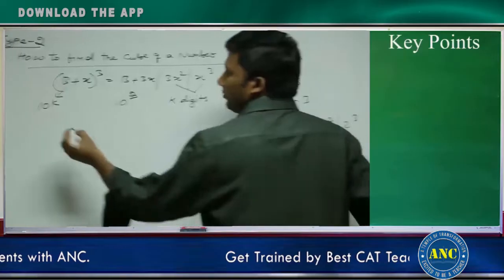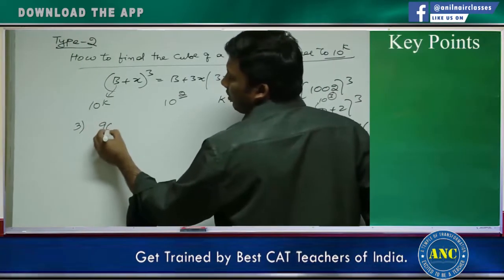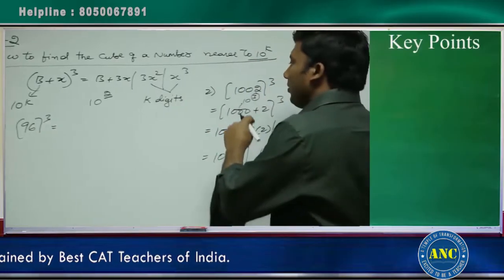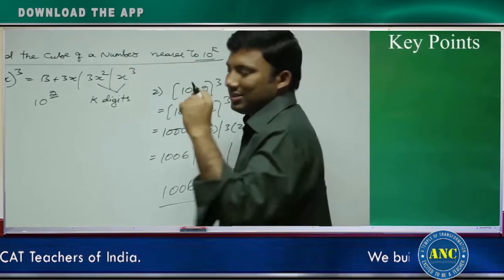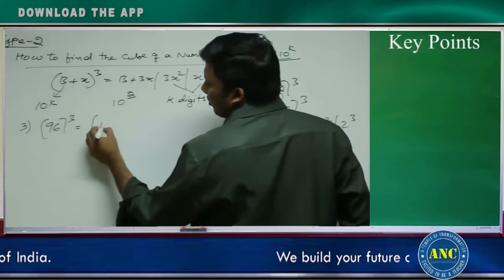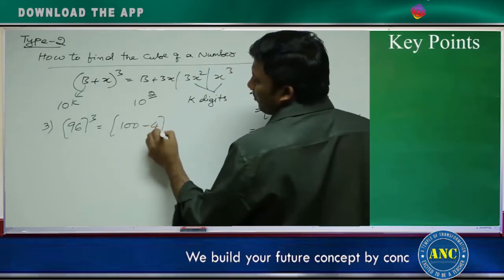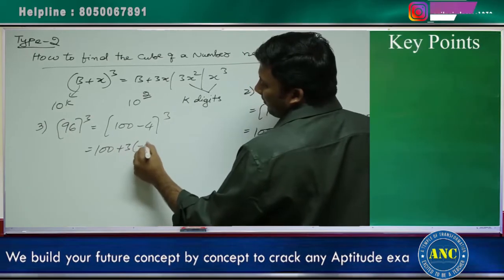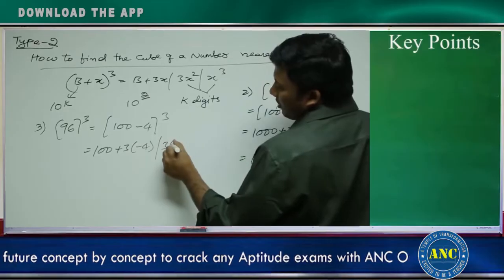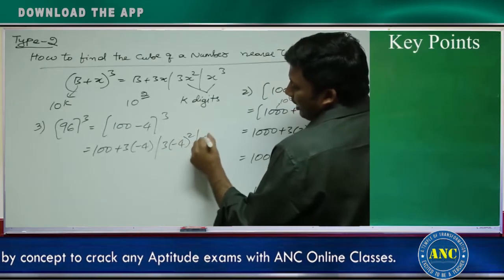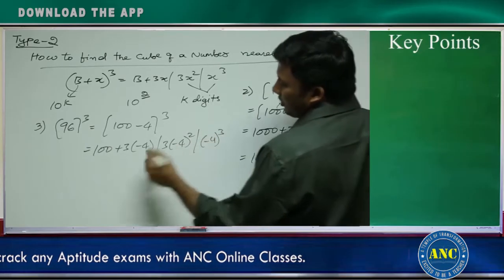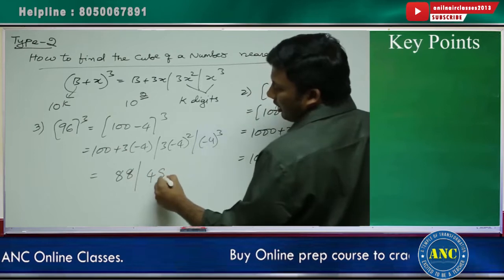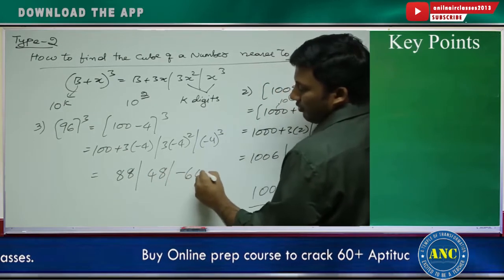96 whole cube. Till now we solved two problems where x is positive. Now let us take x negative. 96 whole cube is 100 minus 4 power 3. So this will be b plus 3x, 3x square and x cube. So this will become 100 minus 12, 88, 16 3s are 48, it is minus 64.